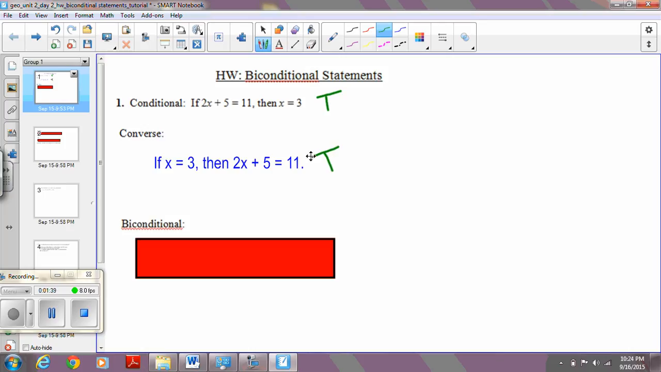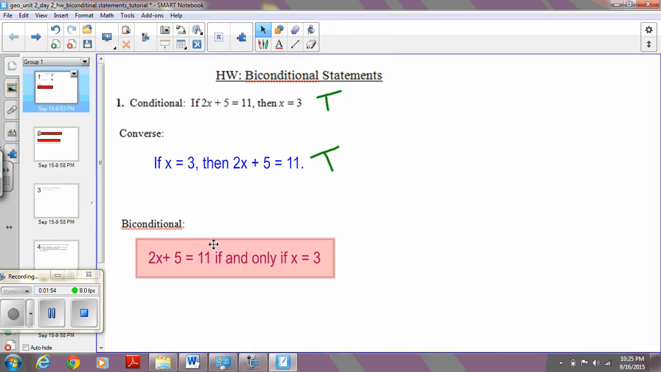So since both the conditional and the converse are true, then we can write a biconditional statement. And the biconditional statement would read, 2x plus 5 equals 11 if and only if x equals 3.